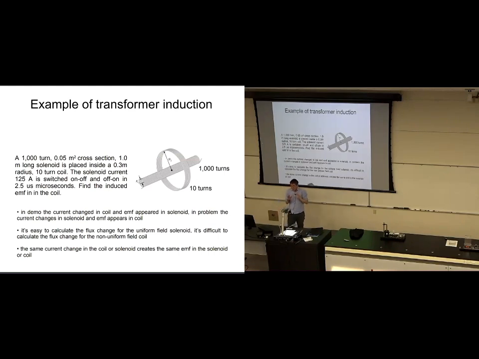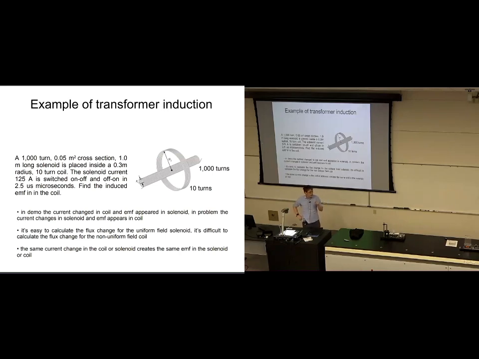Now, in the demonstration, I had a current that was switched on and off in the coil, and we observed the voltage that was induced in the solenoid. So the starting circuit is the coil that I'm switching on and off, and the circuit that sees the effect is the solenoid. I'm going to reverse that for the calculation, for a very practical matter.